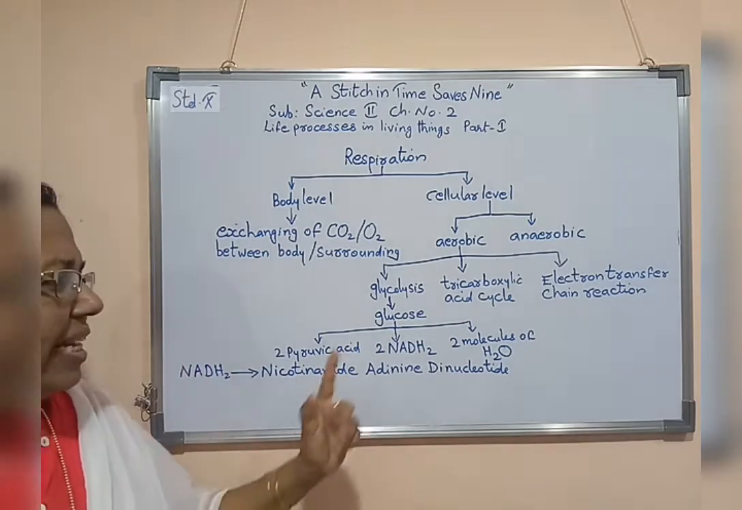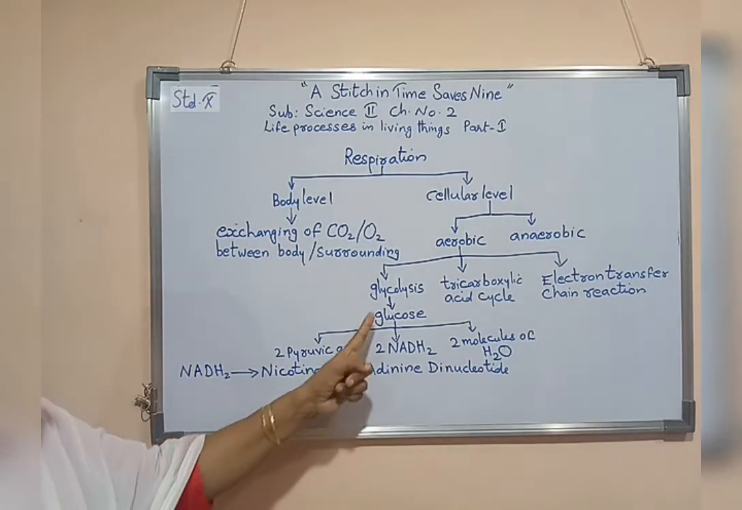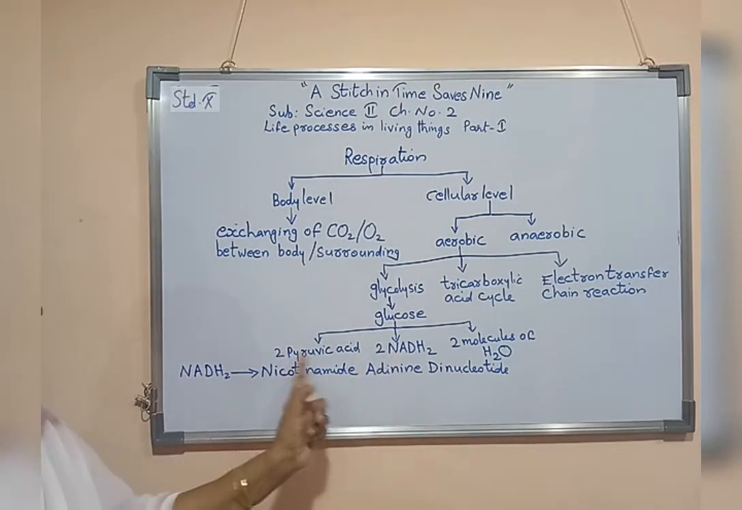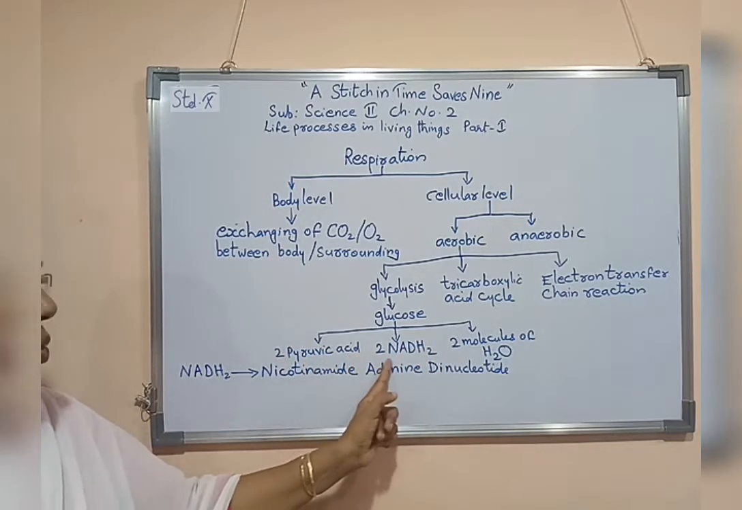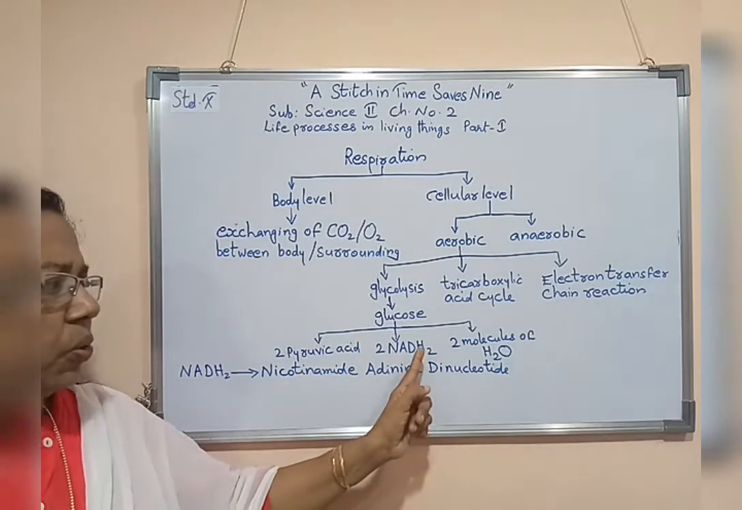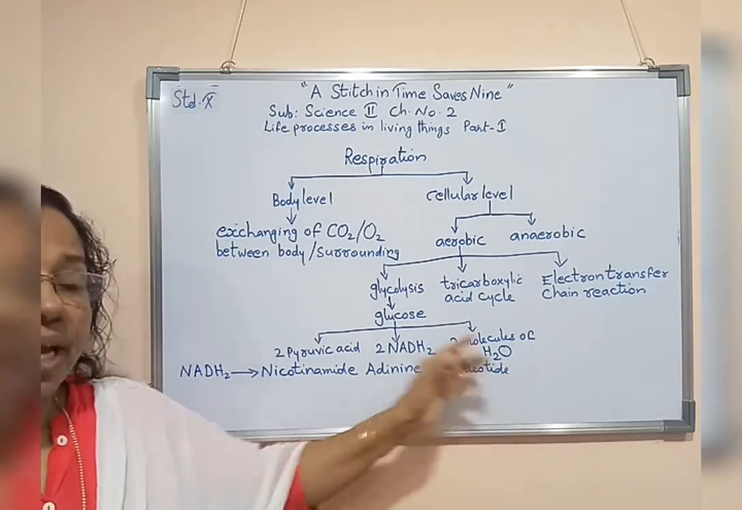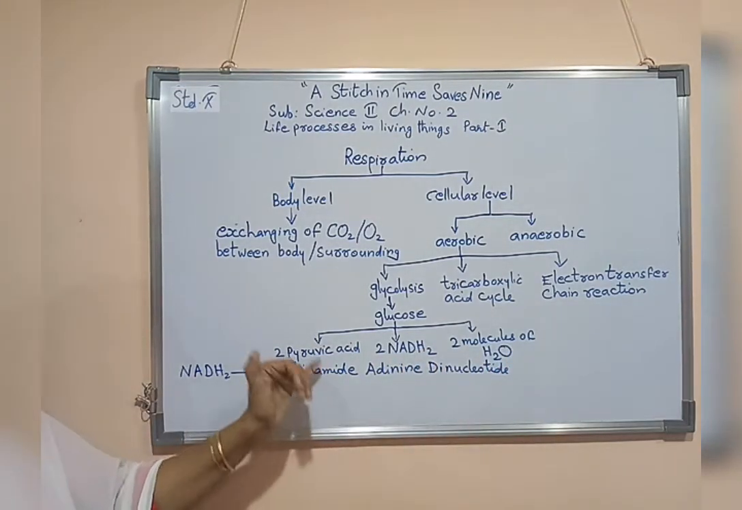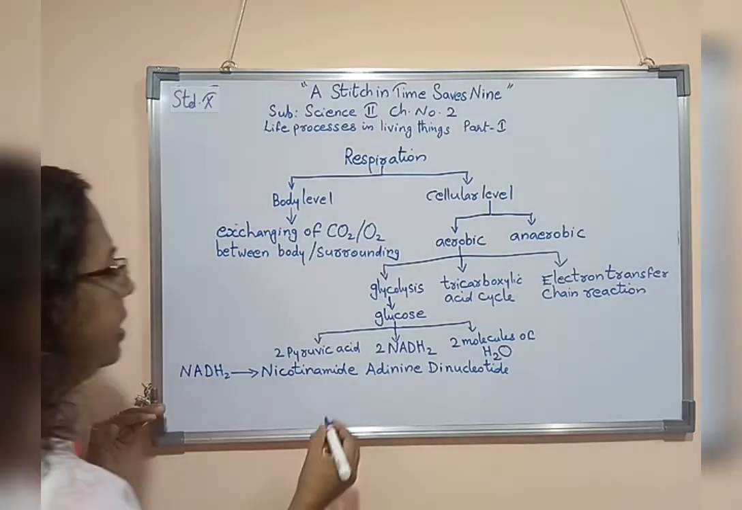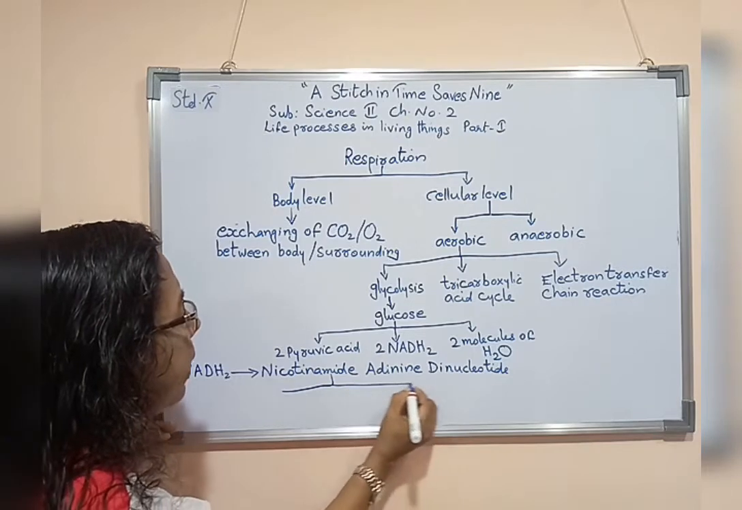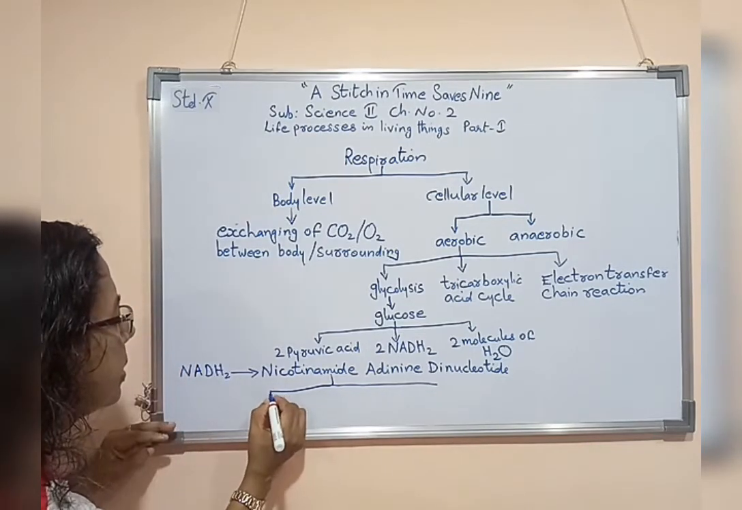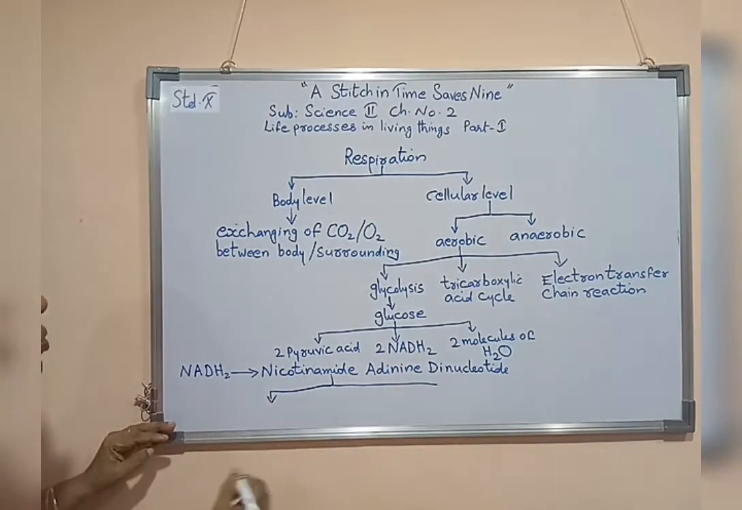It itself has 2 steps, we can say. First step, glucose divides into 3 molecules: 2 molecules of pyruvic acid, 2 molecules of NADH2, 2 molecules of water. Now, this pyruvic acid splits up again inside the cytoplasm into 3 things.